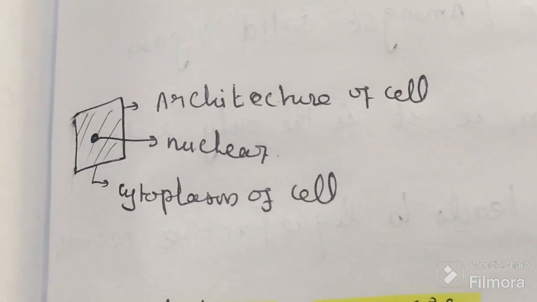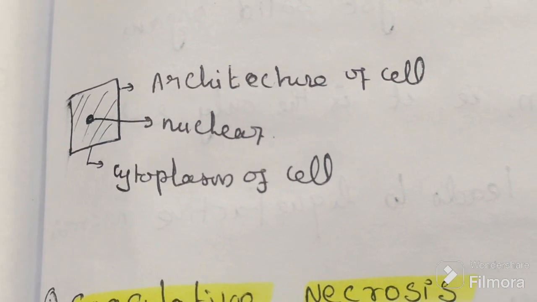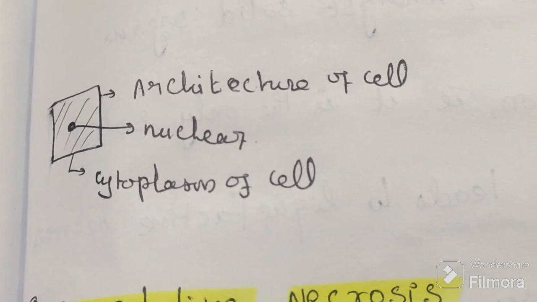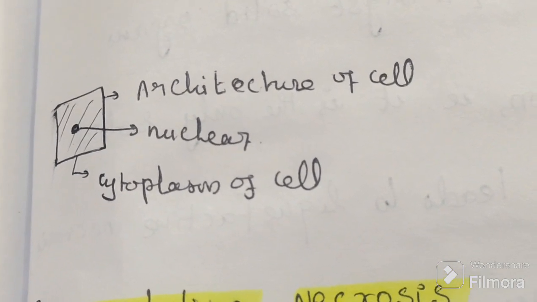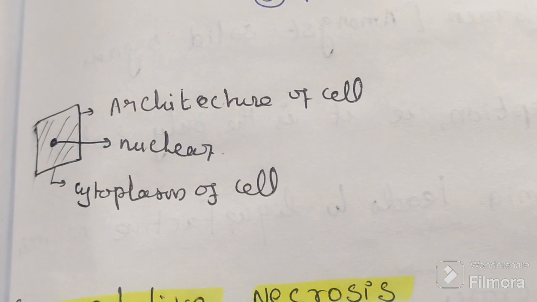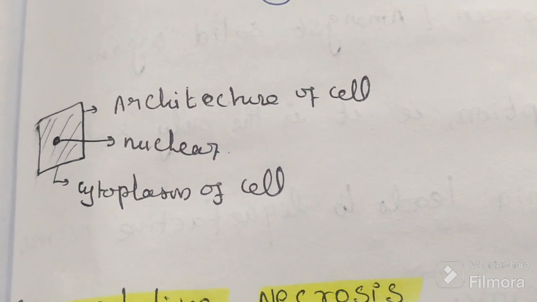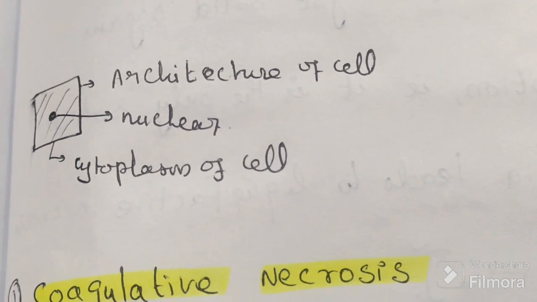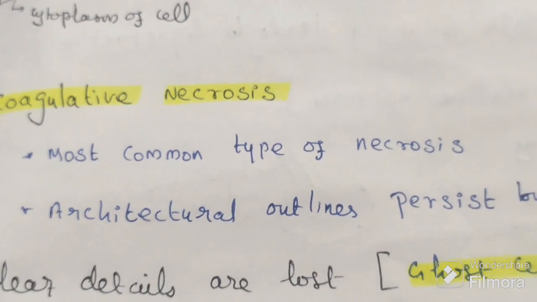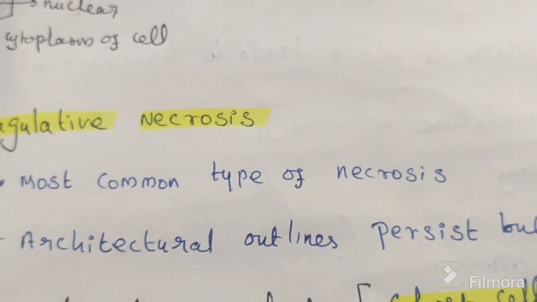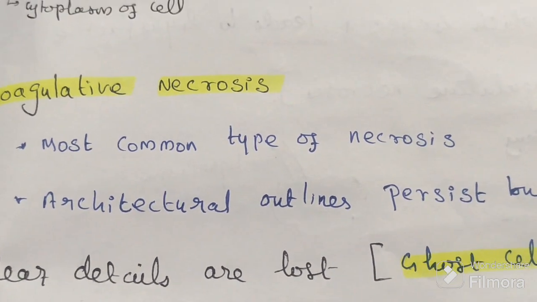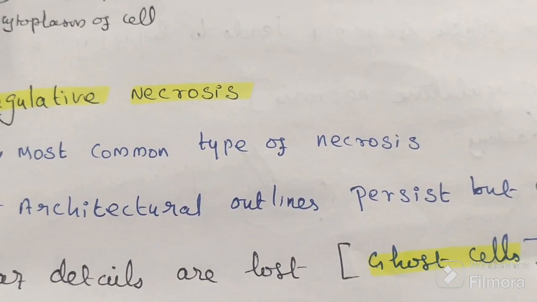The human body has various sizes of cells, more than 100 types of cells. Among them, 3 details are very important: architecture, cytoplasm and nucleus. Based on that, we have 5 different types of necrosis. First one is coagulative necrosis. What is coagulative necrosis? Among the 5 types, this is the most common type of necrosis.